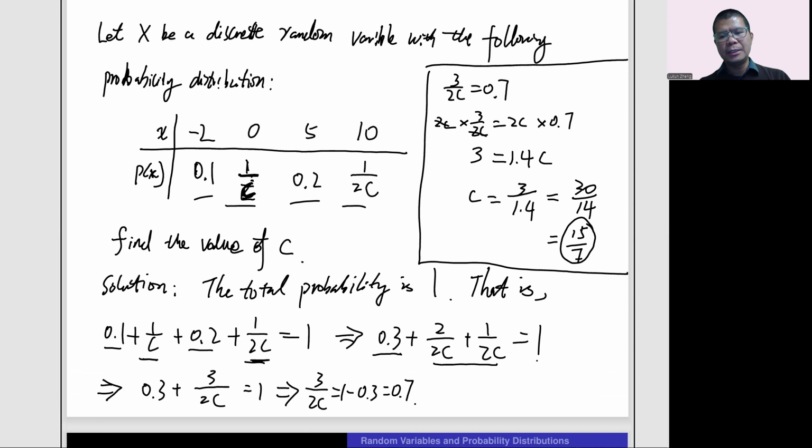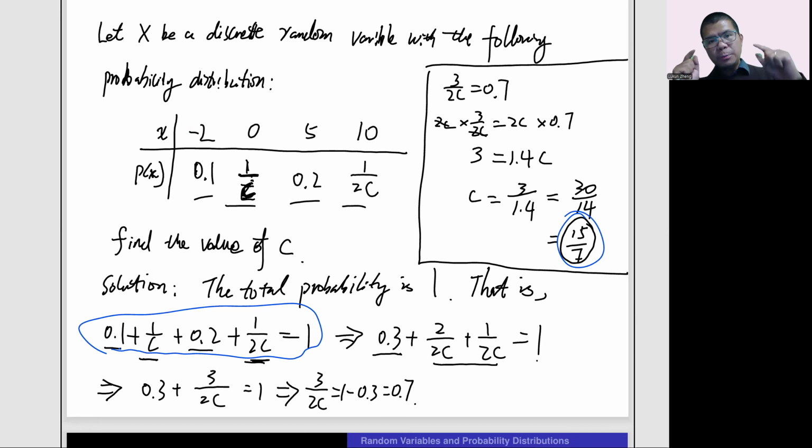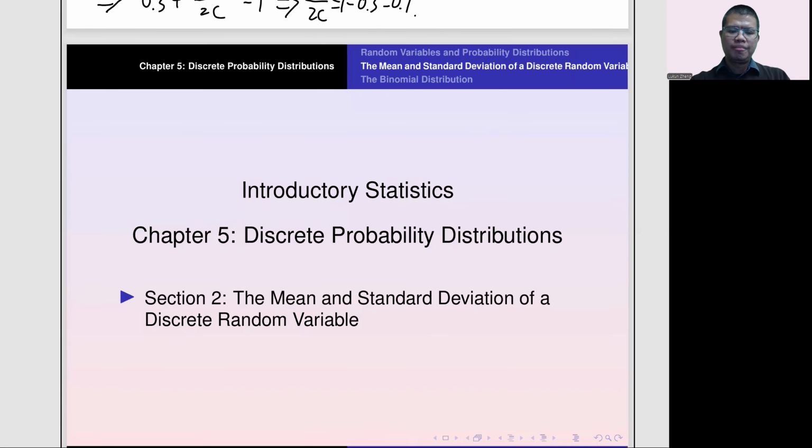Also this one: X is a random variable with the following probability distribution. You want to find the value for c. The values are 0.1, 0.2, 1/2. So you need to find the value for c. How to find it? Because the summation must be 1. So for c, you get that. Just to be careful, the total probability should be 1. Then you can solve for c.